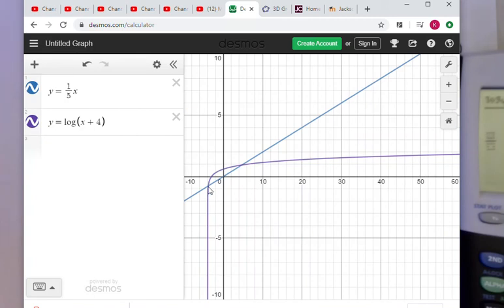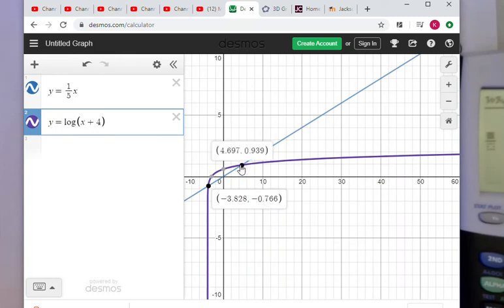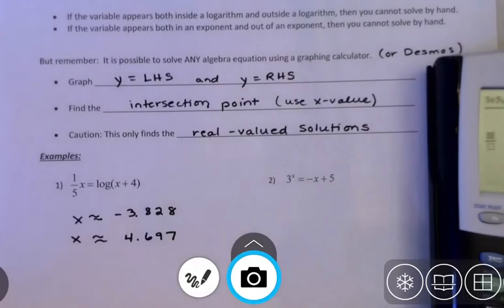We'll notice there's an intersection point right here. That one's got the x value of -3.828. Remember, I'm solving for x, so I don't really care about the y here. And then this one is a second intersection point. X is about 4.697. So I'm actually going to take a minute while I can still look at this and jot those down. X is approximately -3.828, and x is approximately 4.697. And there we go.